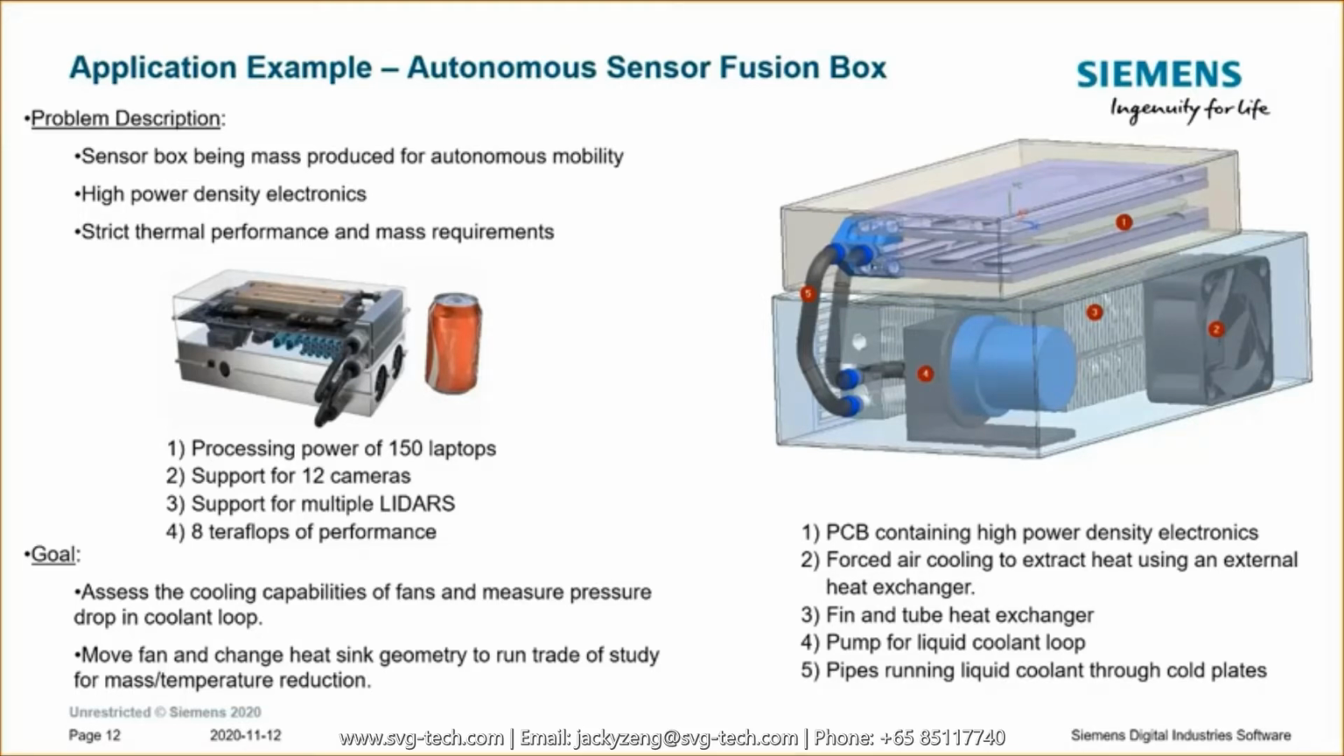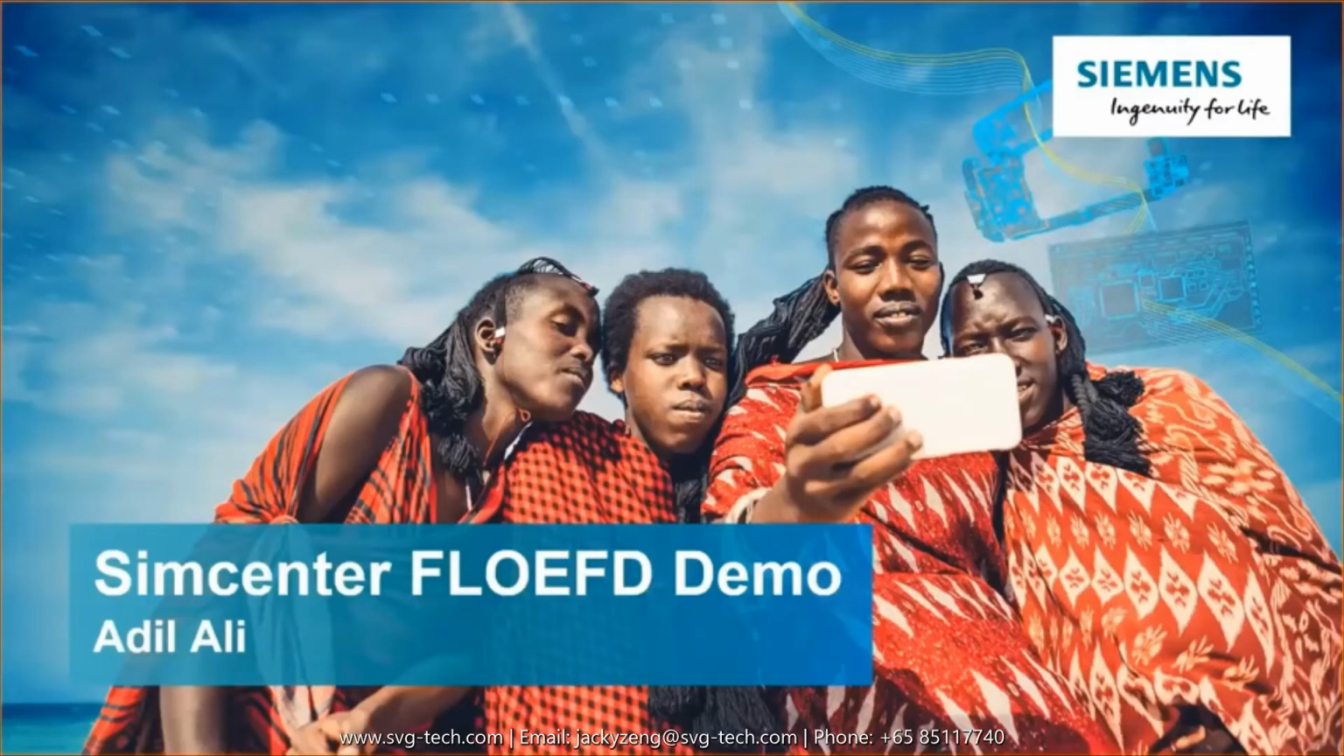After the analysis is done, we'll add another step. We will conduct a trade-off study to vary the positioning of the fan and the geometry of the heatsink in order to see if we can maintain performance while reducing mass of these critical components. Now from here, I can jump into the demo portion of the webinar.